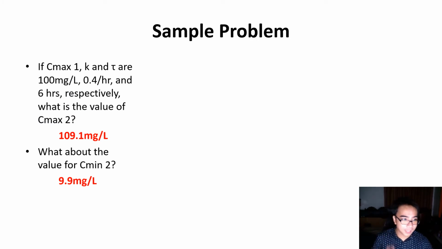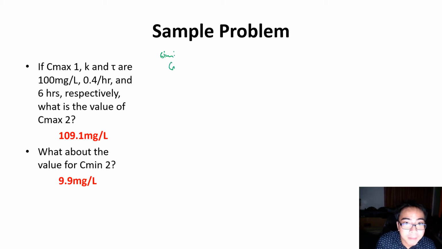Okay, so let's try this one, class. If Cmax 1, K, and tau are 100 milligrams per liter, 0.4 per hour, and 6 hours respectively, what is the value of Cmax 2? Now, may follow-up pala. What about the value for Cmin 2? Now, you can use the formula kayo na, class, ng Cmax 2, pero I prefer the shortcut. Okay, yung given nating formula for Cmax n. So sulat na natin yung given natin.